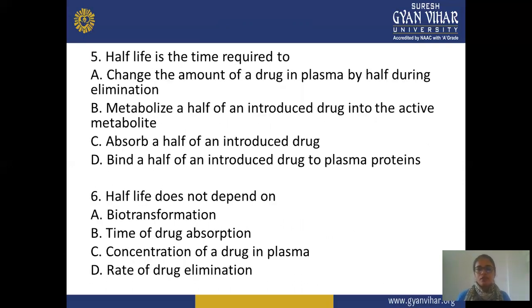In the fifth question, half-life is the time required to. A option is to change the amount of the drug in plasma by half during elimination. B is to metabolize the half of the introduced drug. D is the final half of introduced drug in plasma protein. And in the sixth question, half-life does not depend on. A option is biotransformation. B is the time of the drug. C is the concentration of a drug in plasma. D is the rate of drug elimination.